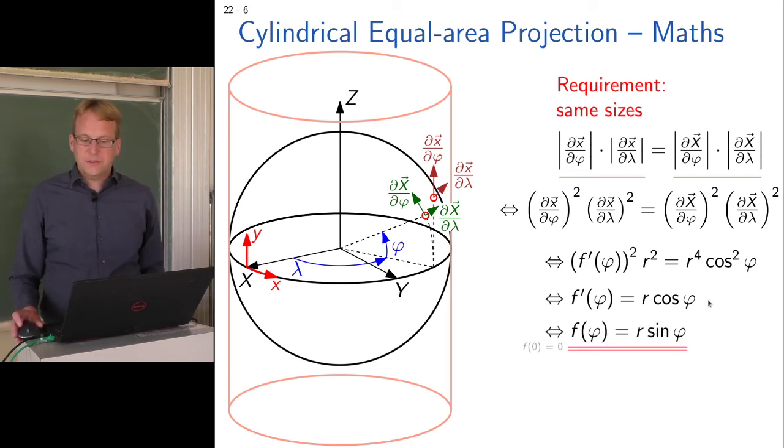Actually, if you take an integral, you could also always add one constant c. So that would also be correct if we say f of phi equal to r times sine phi plus c would still be correct. But what we would like is, of course, that the equator is mapped to y coordinate 0. And with that additional requirement, this constant c becomes 0. And we have then the equation f of phi is equal to r times sine phi.